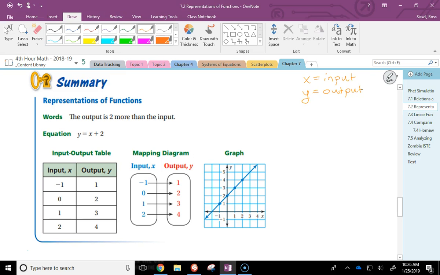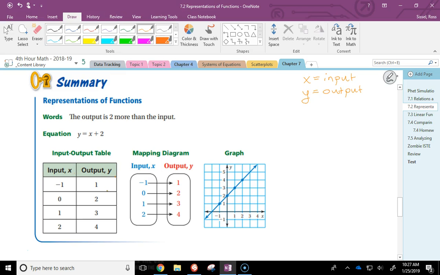So when I have the equation, I'm saying my output equals my input plus 2. Those two matched up. The input-output table. They just drew the little table. Input, which is x, output, or y. Negative 1 plus 2 is 1. 0 plus 2 is 2. 1 plus 2 is 3. 2 plus 2 is 4.